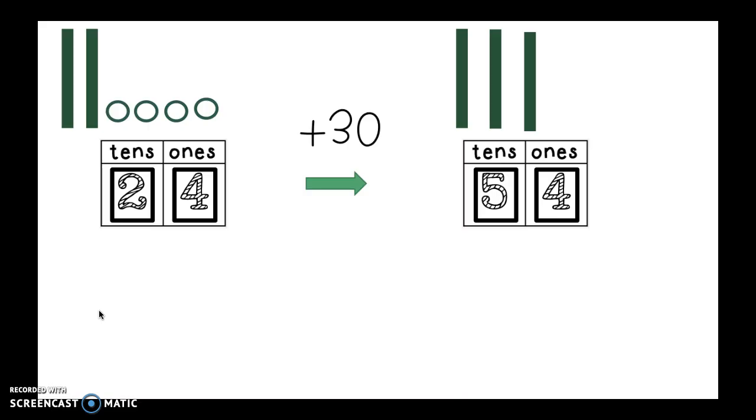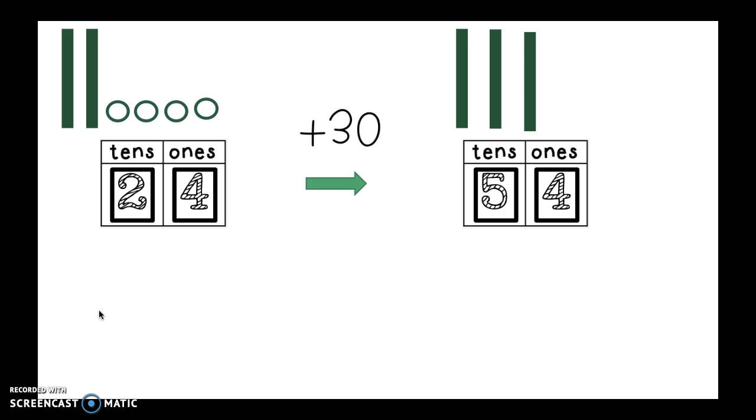All right, time to stretch our brains. I'm not going to help you out to begin with, but can you write a number sentence where you started with 24 and you made a change to equal 54? Press pause while you write that number sentence and press play to check yourself.